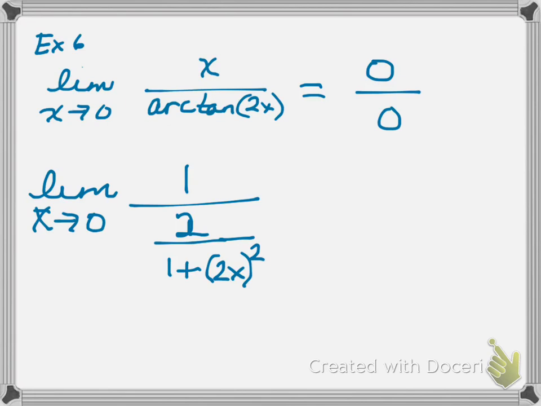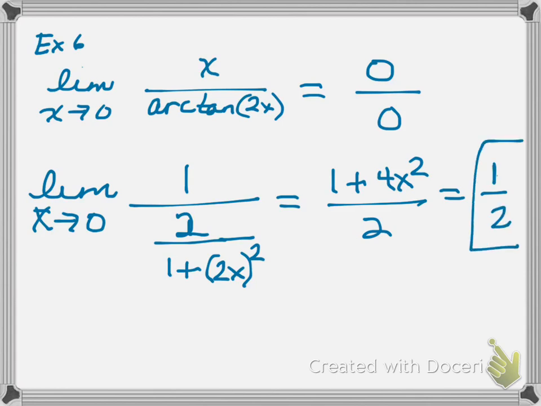And so now I have that, so if I simply flip and multiply, I will end up with 1 plus that 2x squared, which is a 4x squared, all over 2. It just flips over that denominator. So now if I plug in 0, plug in your 0 now, and you'll end up with 1 over 2, which is 1/2. And that would be your answer.